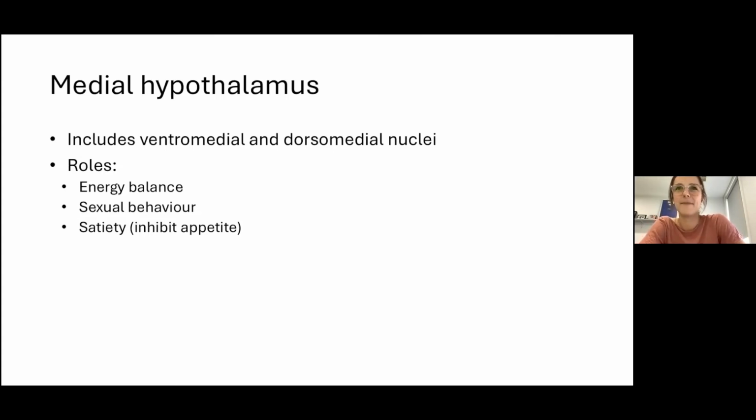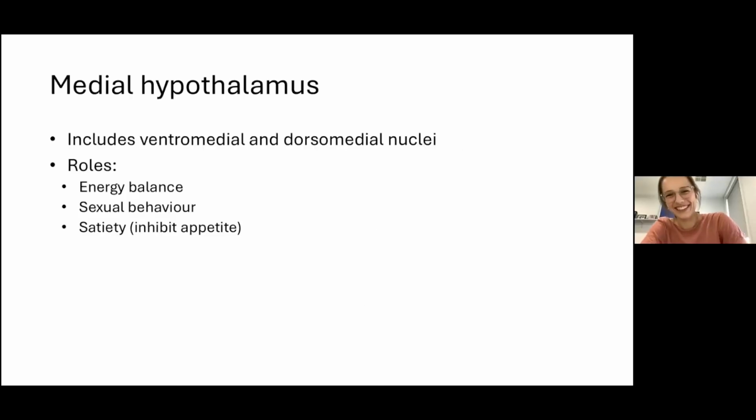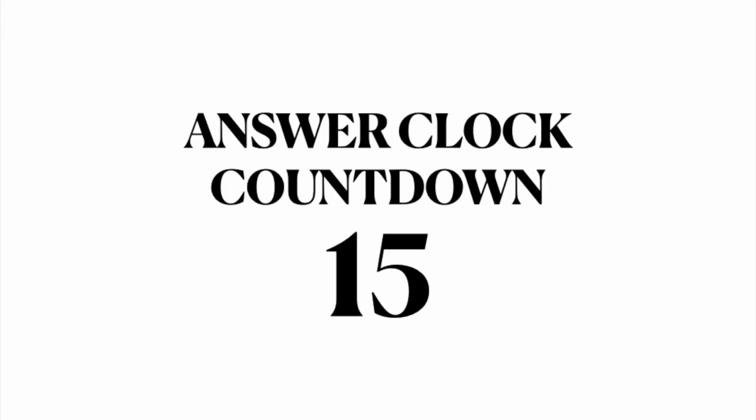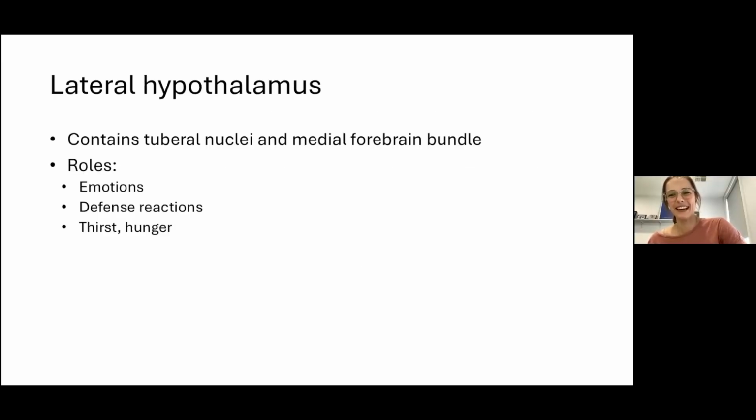So last question, how does it actually inhibit appetite? What's it sensing and how is it doing that? It senses your blood glucose levels. And if they're high, it inhibits your appetite. So lateral hypothalamus, can you tell me what the lateral hypothalamus does? It's involved in emotions, defense reactions, and thirst and hunger.